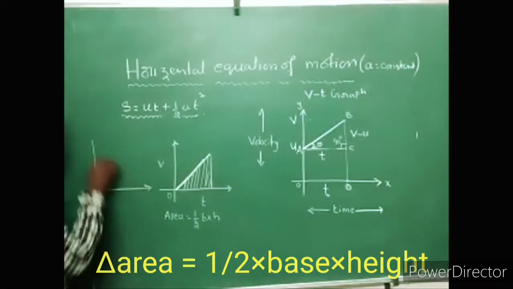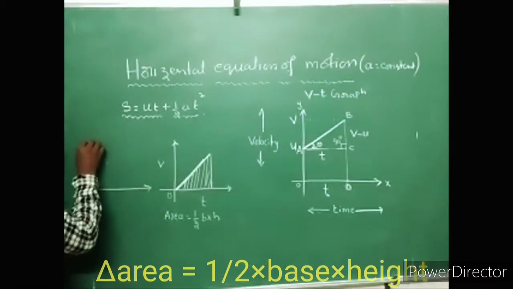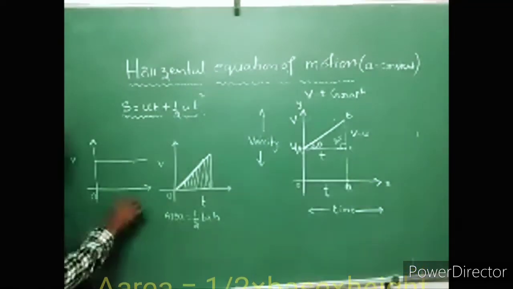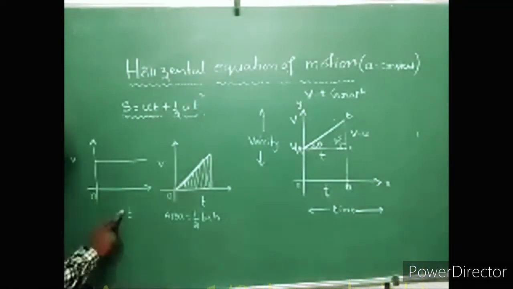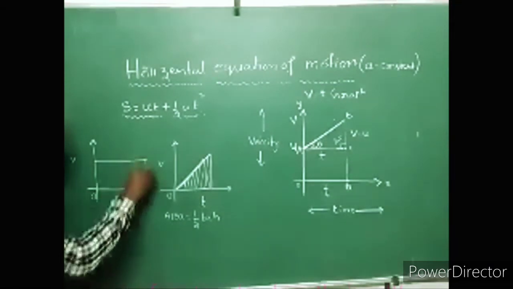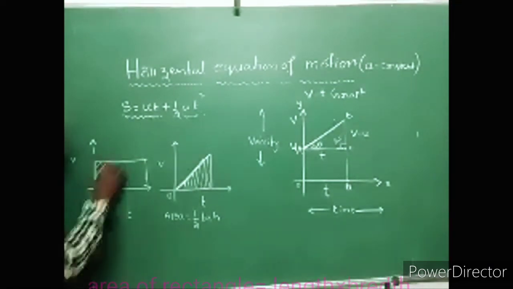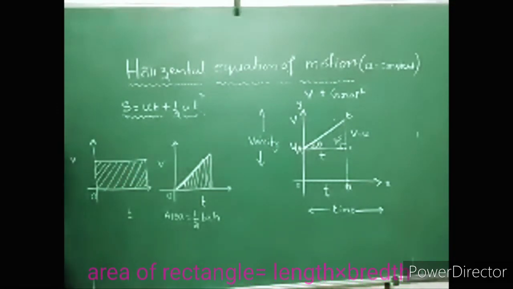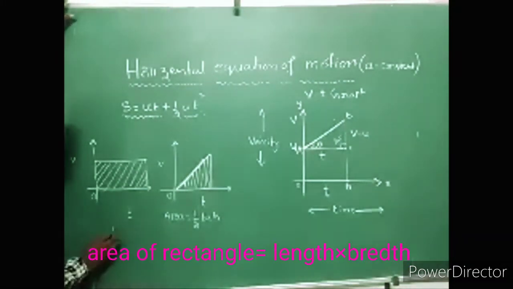If a velocity time graph has slope parallel to the time axis, then we have to find the area under it. Okay, what is that shape? The shape of this area is a rectangle. Yes or no? What is the formula for the area of a rectangle?